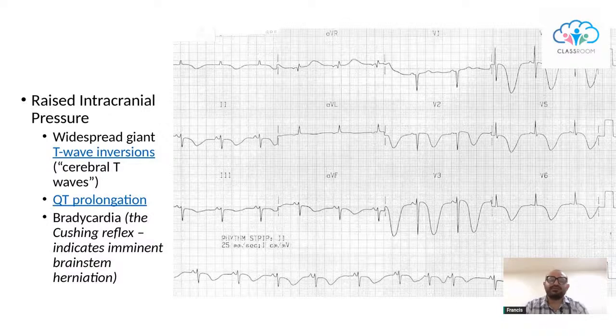In raised intracranial pressure, you will see widespread giant T wave inversions. They're also called cerebral T waves. You will also see QT prolongation. You'll see bradycardia, and this 12-lead ECG is classical cerebral T waves.